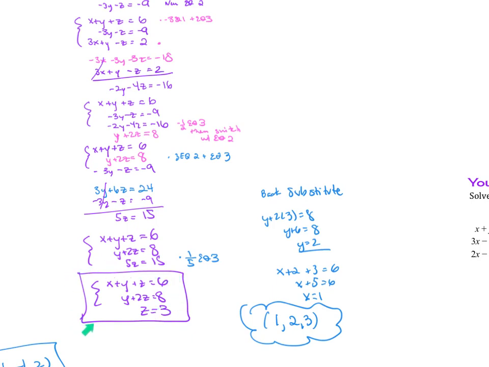So here is the system in row echelon form. Again, this is the goal. You must get it in row echelon form first with leading coefficients of 1, and then you back substitute in order to solve, and so you get 1, 2, 3.